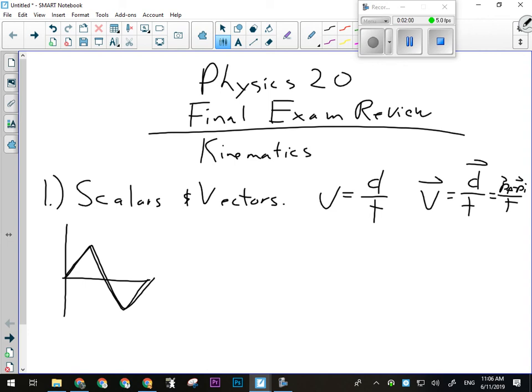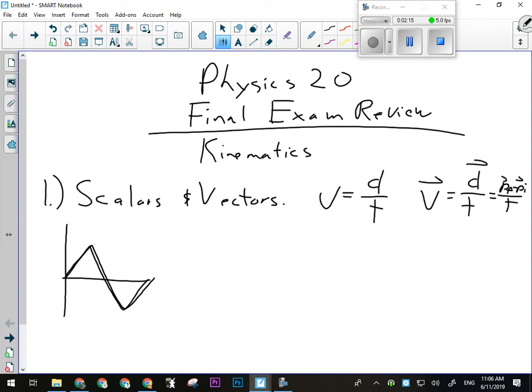Is there going to be a 5-mark question in the written response about v equals d over t? No, there's not. This is the Physics 20 final exam. I wouldn't even put that on a Science 10 final. But it's still something that's fundamental to our understanding of how these things work.